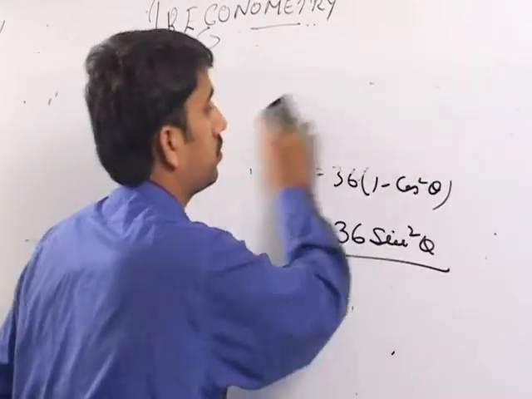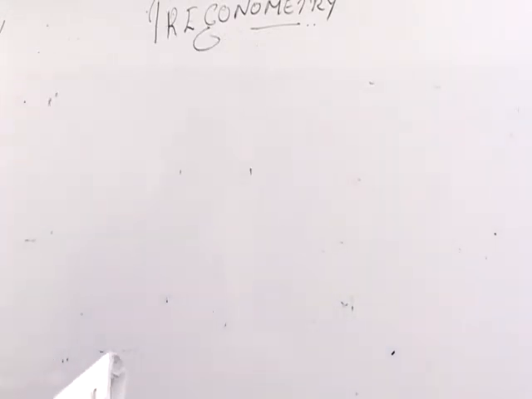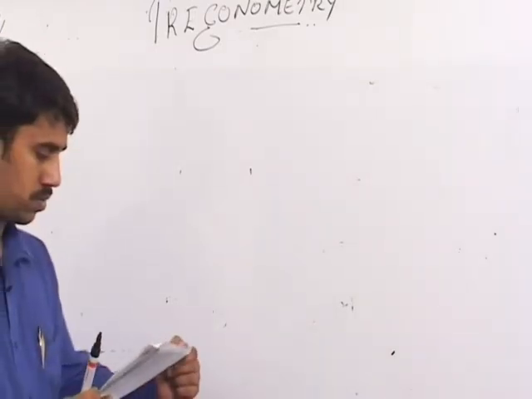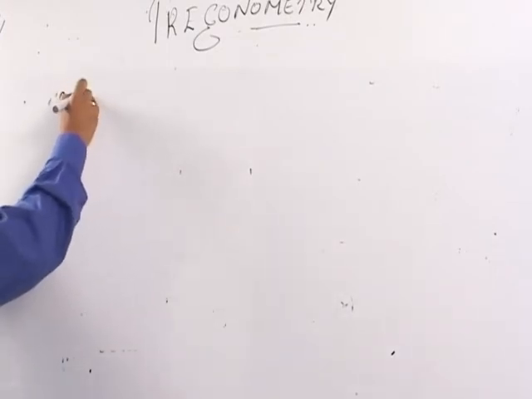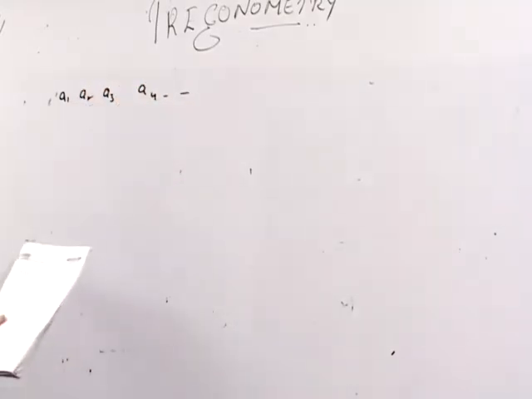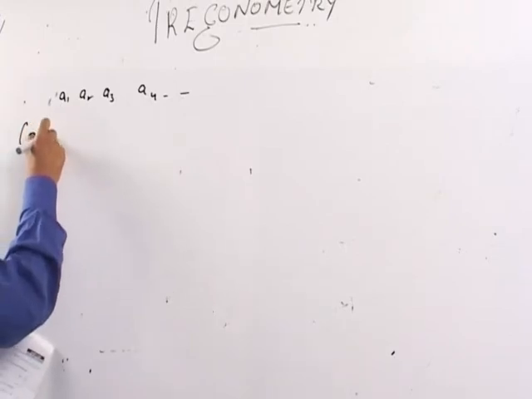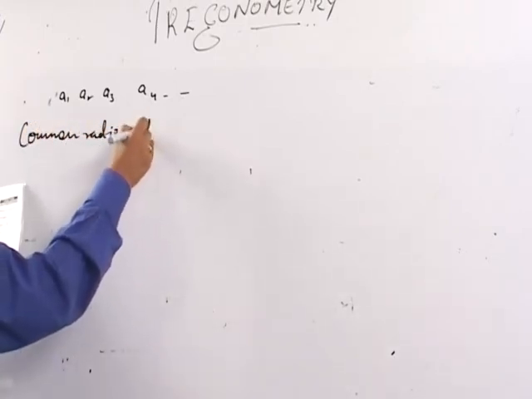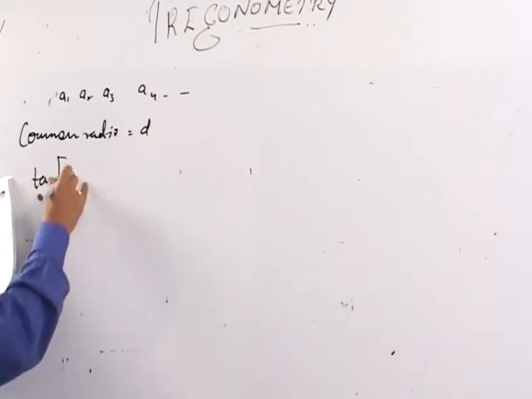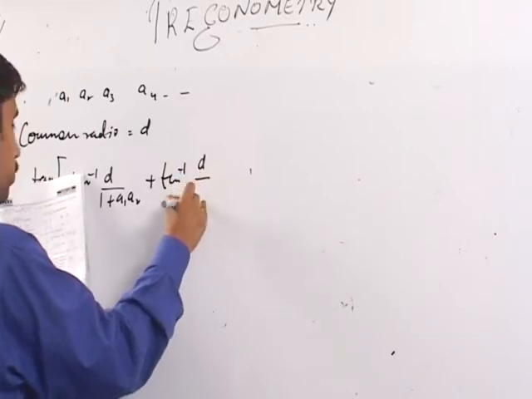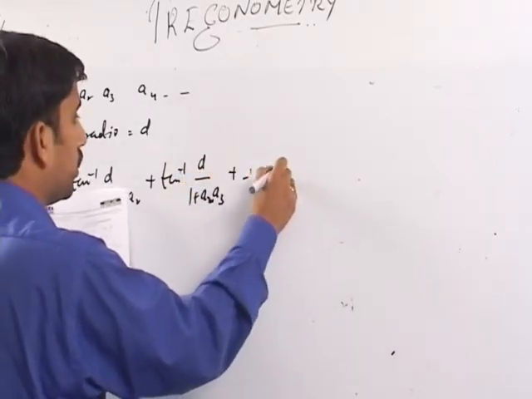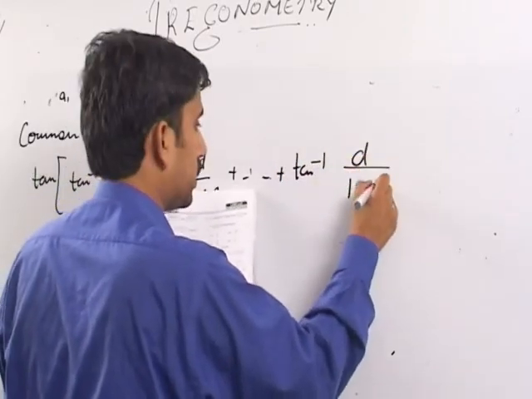Now the next question is, if A1, A2, A3, A4 and so on are in AP with the common difference D, you are given that the common difference is D, then you have to find out the value of tan of tan inverse D over 1 plus A1 into A2 plus tan inverse D over 1 plus A2 into A3 plus so on plus tan inverse D over 1 plus A(N minus 1) into AN.